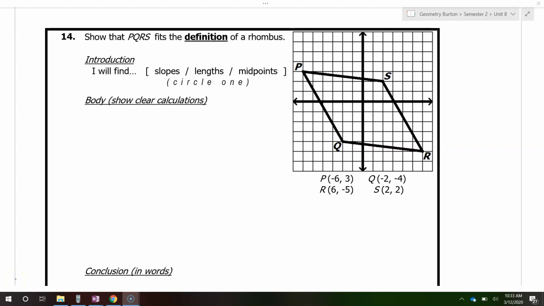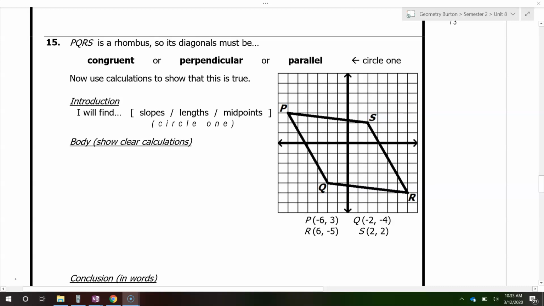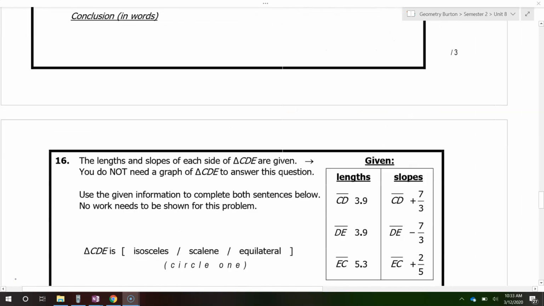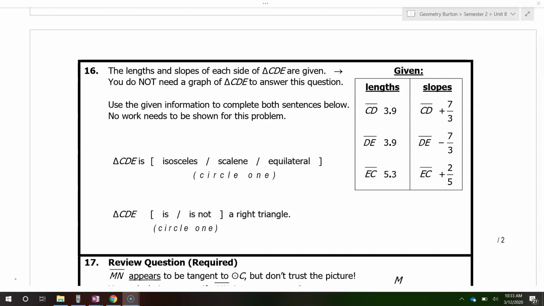In this video, I will show you how to prove that a quadrilateral is a rhombus. I will also show you how to prove that the diagonals of a rhombus are perpendicular. And if we have time, I will also show you how to prove that a triangle is isosceles, scalene, or equilateral, or a right triangle.